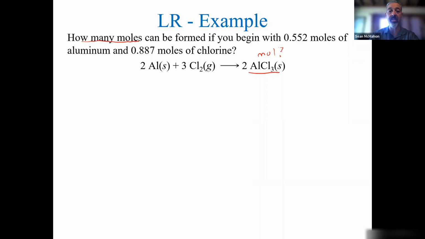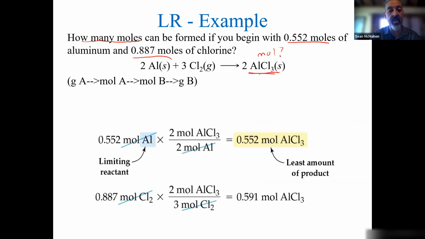You do each quantity. So I'm going to convert the 0.552 moles of aluminum to moles of aluminum chloride and the 0.887 moles of chlorine to moles of aluminum chloride. So how am I going to do that? Well, I start with 0.552 moles of aluminum. There's 2 moles of aluminum to 2 moles of aluminum chloride. The moles of aluminum cancel. I'm left with units of moles of aluminum chloride, which is 0.552 moles.